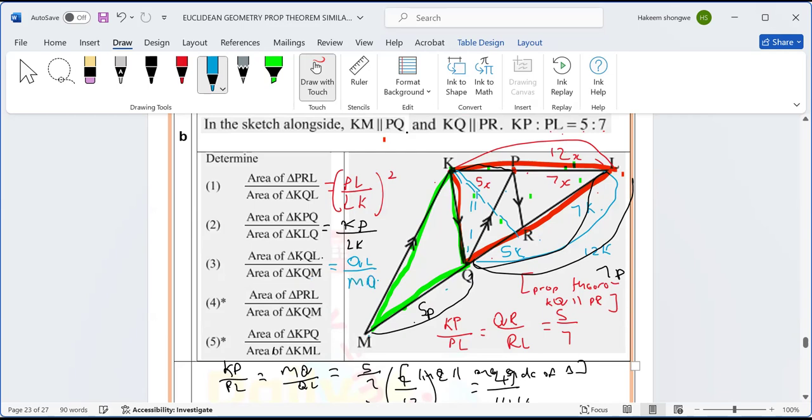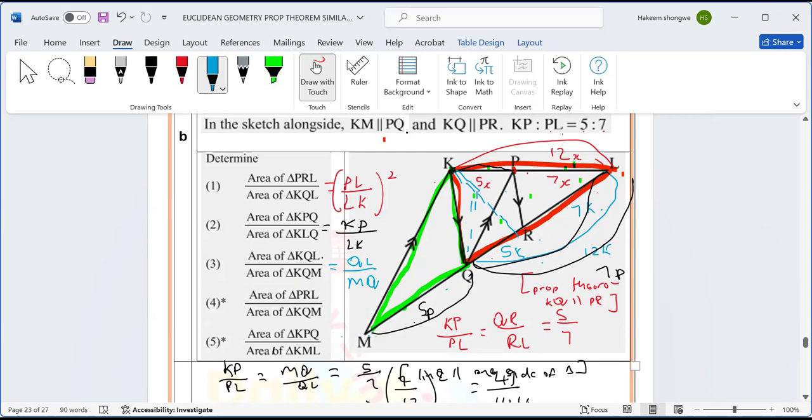MQ. But now look at this one here. We don't have this information which is below here. Since we don't have this information, we need the prop theorem. So I'm going to write this prop theorem. I need this prop theorem. I also need this prop theorem. For me to do this question properly, I can't do it without this.